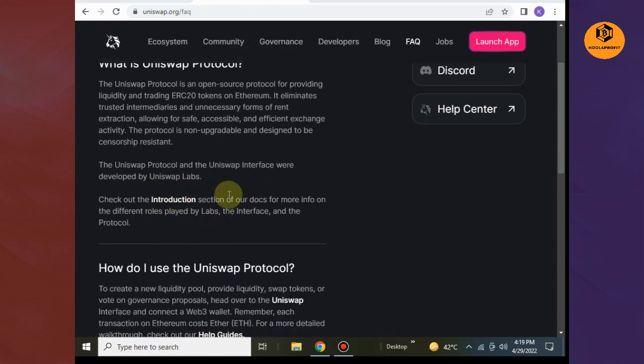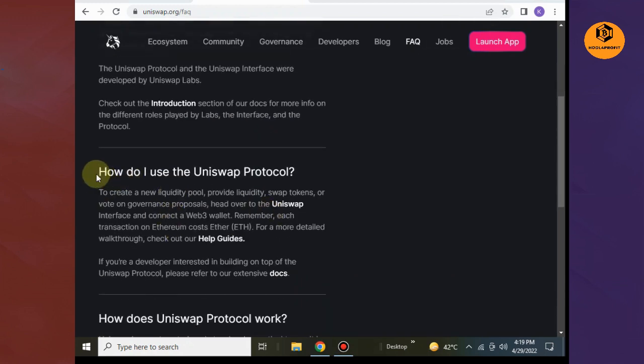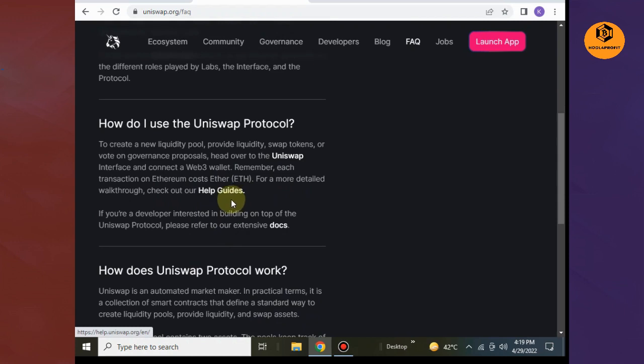You can check the introduction section for more information if you want to see. Now the question is, how can people use the Uniswap protocol? They're saying you can create a new liquidity pool, provide liquidity, swap tokens or vote on governance proposals. Head over to the Uniswap interface and connect a Web3 wallet, that is a wallet where you can keep the tokens. Remember, each transaction on Ethereum will cost ETH. For a more detailed walkthrough, you can go to their help guides.